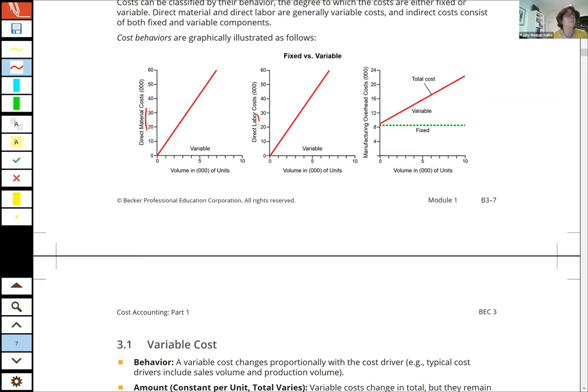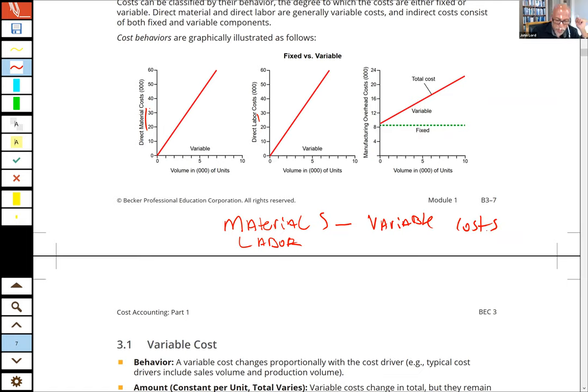So they're telling us the point here, and maybe I should just write that materials and labor, and maybe that's what I need to be saying here. Okay, thank you, picture, for helping me figure out what I want to say. Materials and labor are variable costs. So when we're dealing with materials and labor, they go up the more units you produce, right?